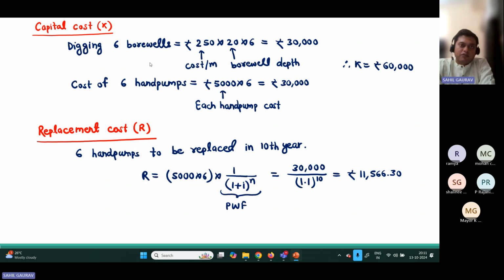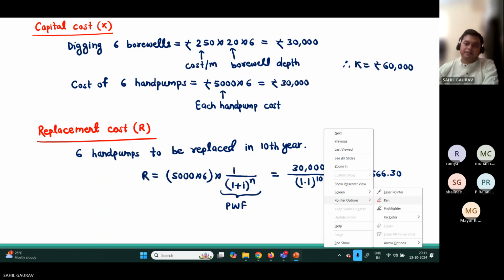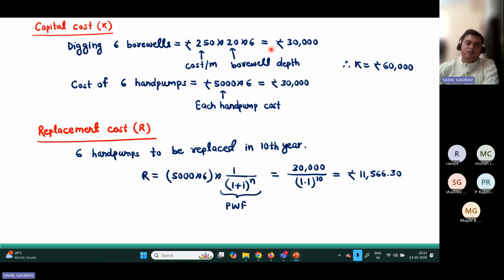So digging of 6 borewells. The cost per meter for digging the borewell is 250 rupees, while the borewell depth is 20 meters. And there are 6 borewells, so it will be 30,000 rupees. And for the cost of 6 hand pumps, each hand pump cost is given as 5,000. So the cost of 6 hand pumps will be 30,000. Therefore, total capital cost is rupees 60,000.